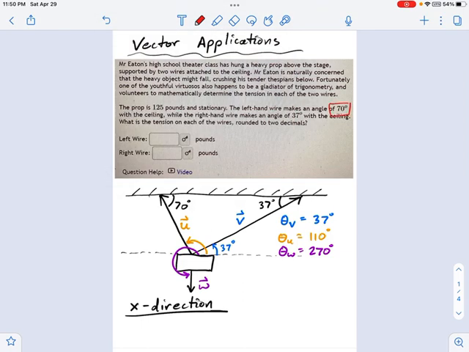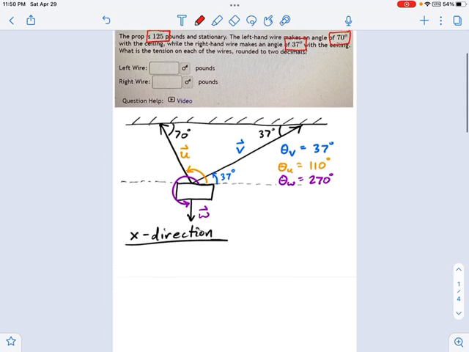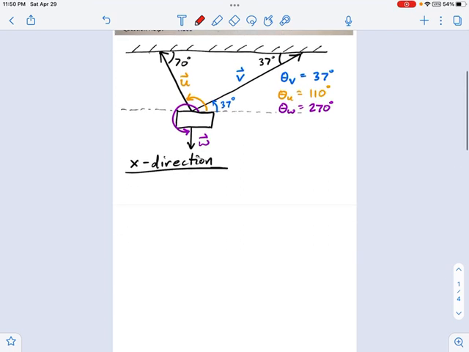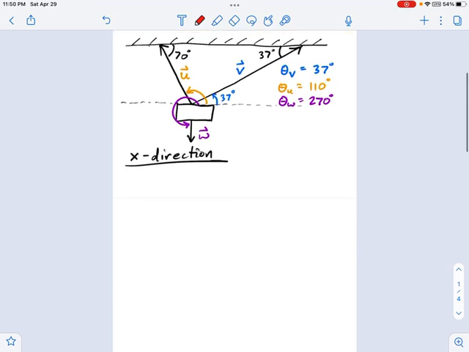We're told one of the angles is 70 degrees, another angle is 37 degrees, and the total weight of the prop is 125 degrees. We want to know what's the tension in each of the wires. Well, if you take a look at the picture that I drew here, I'm going to treat this from a mathematics point of view, not a physics point of view.